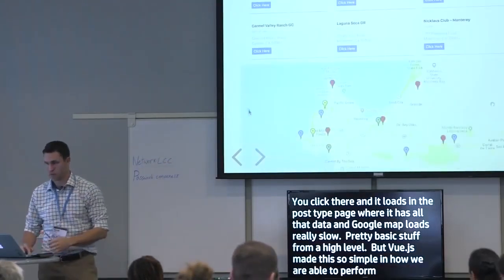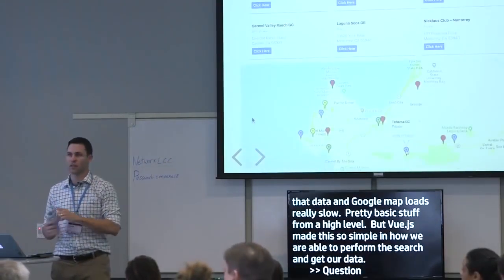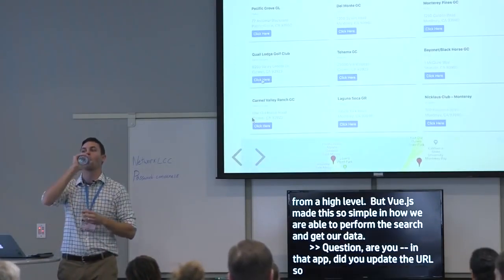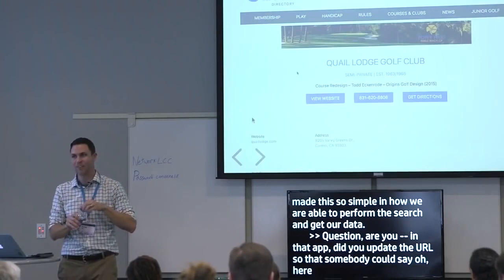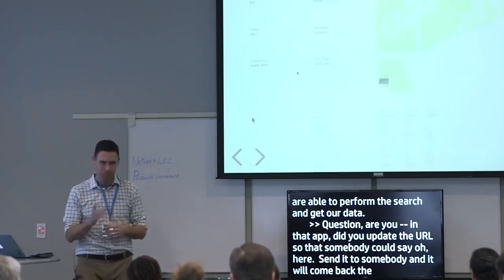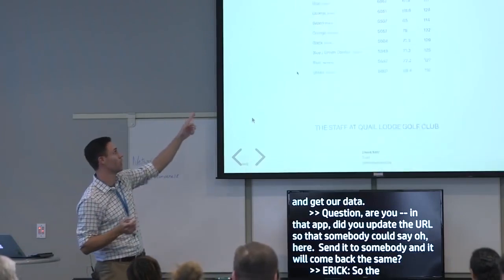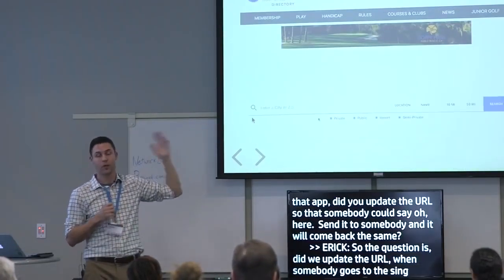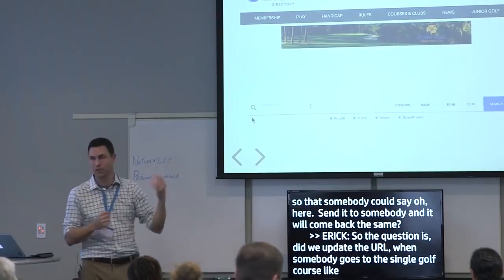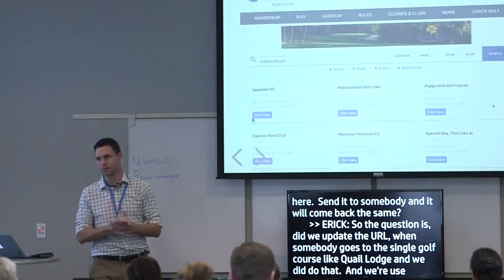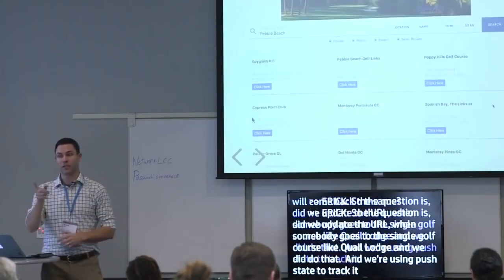Question. Yes. In that app, did you update the URL so that somebody could send it to somebody? We did. That's exactly right. So the question is, did we update the URL when somebody goes to a single golf course like this Quail Lodge here? And we did do that. We're actually using pushState and popState to keep track of that. Does Vue provide you with something? Vue does not.